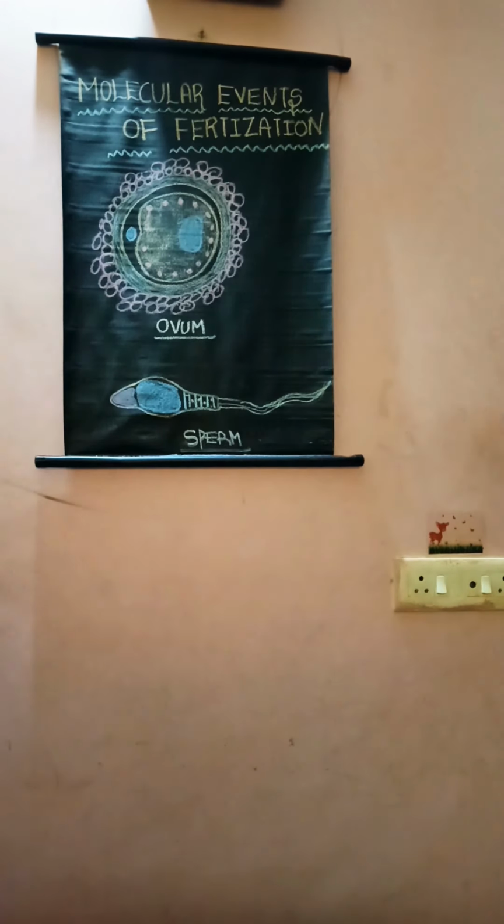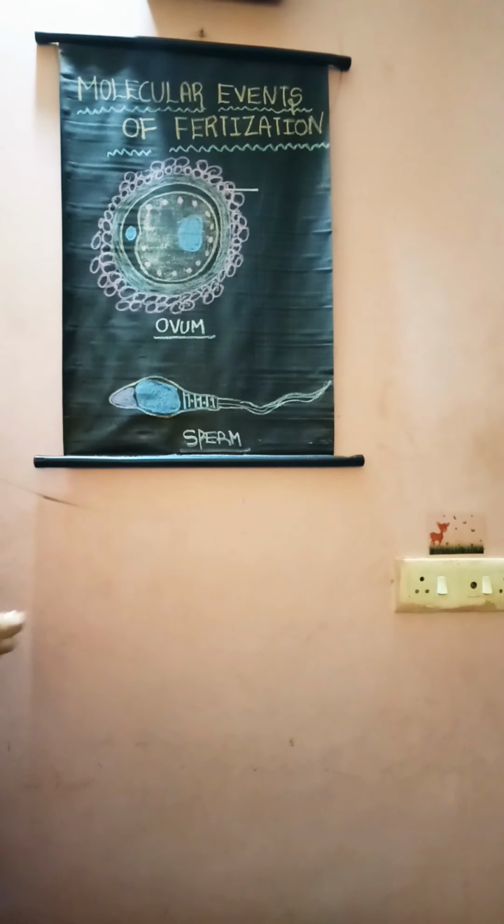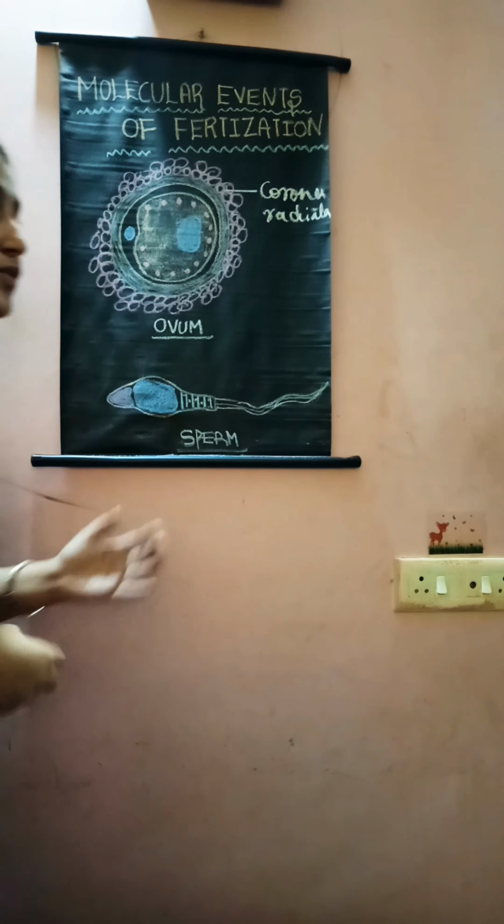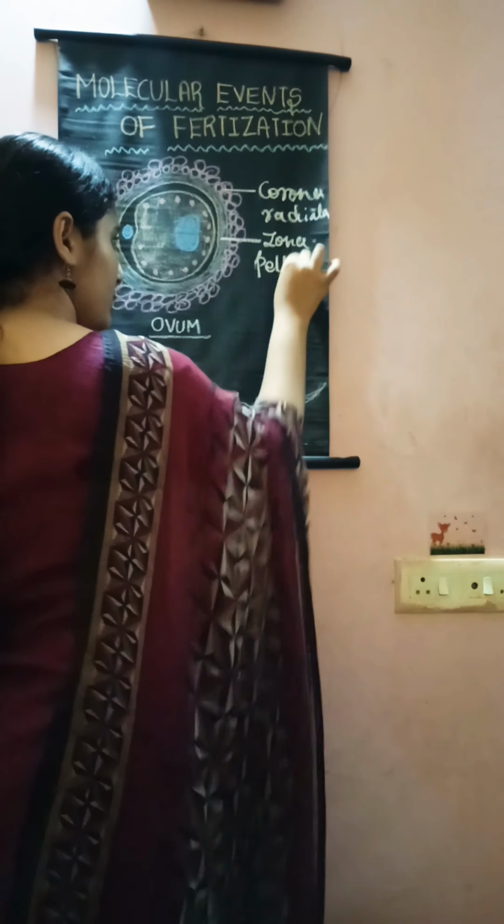Now let us study the structure of sperm and ovum before going into the topic. The egg cell or the ovum is composed of many layers. First is a protective layer of follicle cells known as corona radiata. These cells protect the oocyte from any damage. Then it is covered by a hard glycoprotein layer, the zona pellucida.